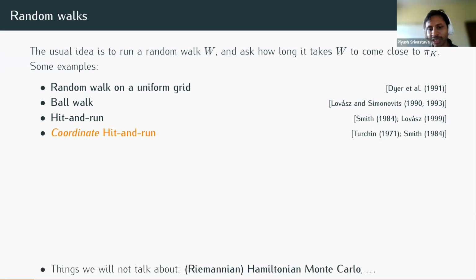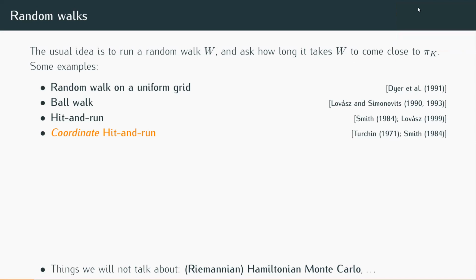There are also some other walks, like Hamiltonian Monte Carlo and its relatives, which I won't be talking about. We'll be focusing mostly in this talk on coordinate hit and run and its relatives. So, any questions about these?